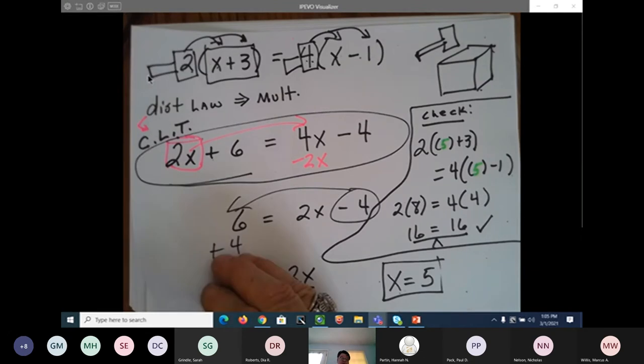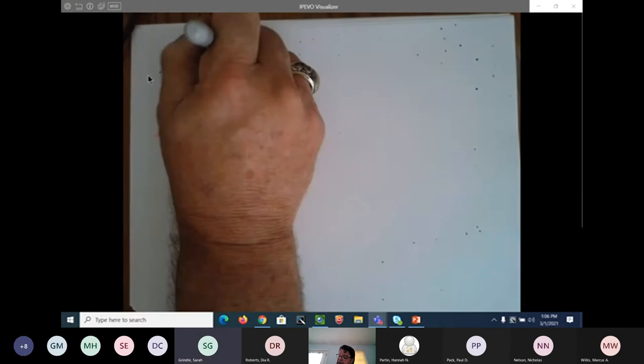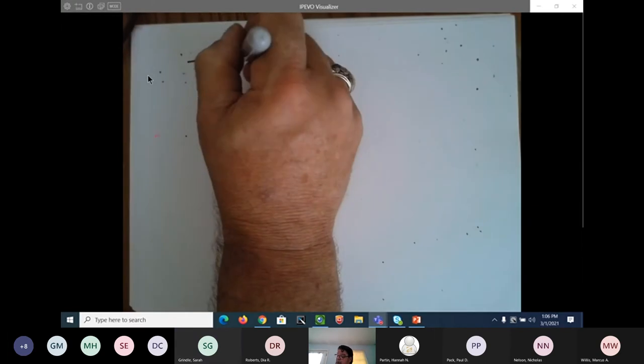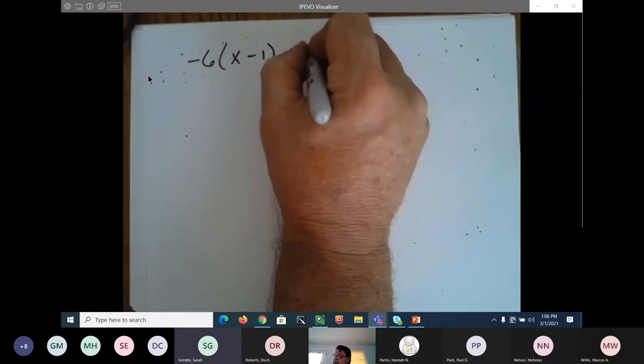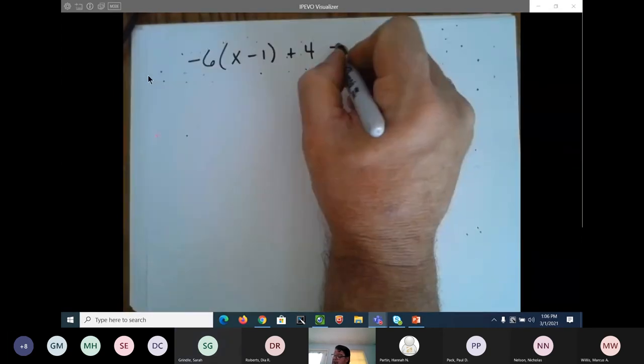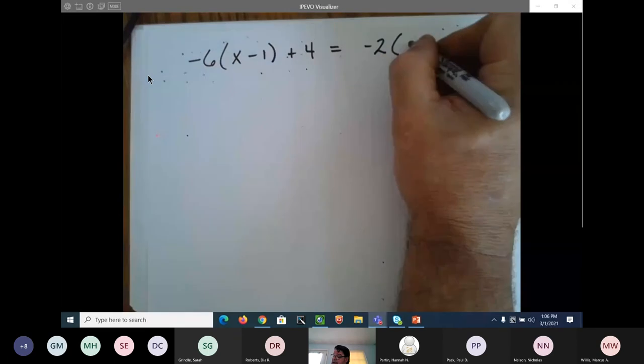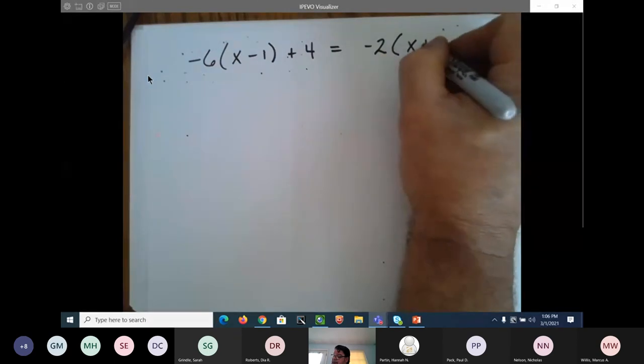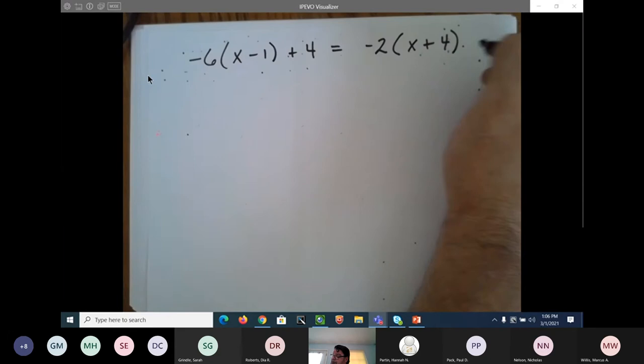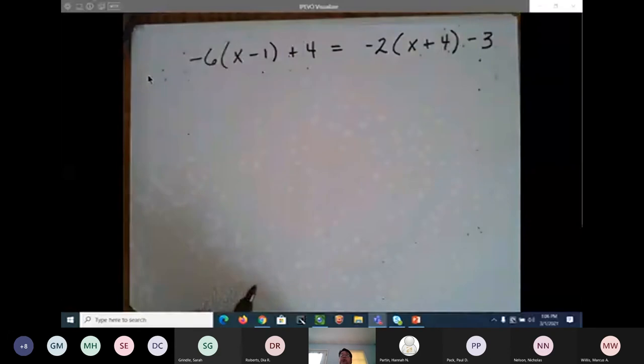So let's do another one. This time I'm going to throw a monkey wrench in it. Negative 6 times x minus 1, plus 4, is equal to negative 2 times x plus 4, minus 3. Now, what do you do first? Well, the first thing you got to do is use distributive law because there's nothing else you can do. Okay, those parentheses got to be busted up.